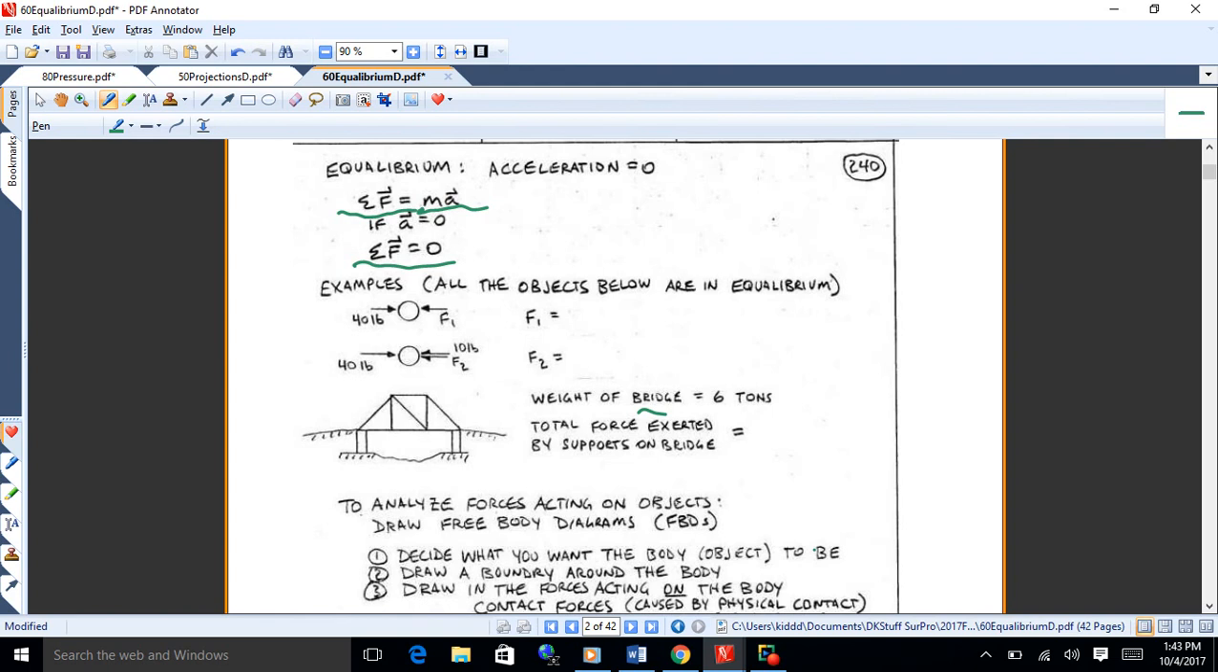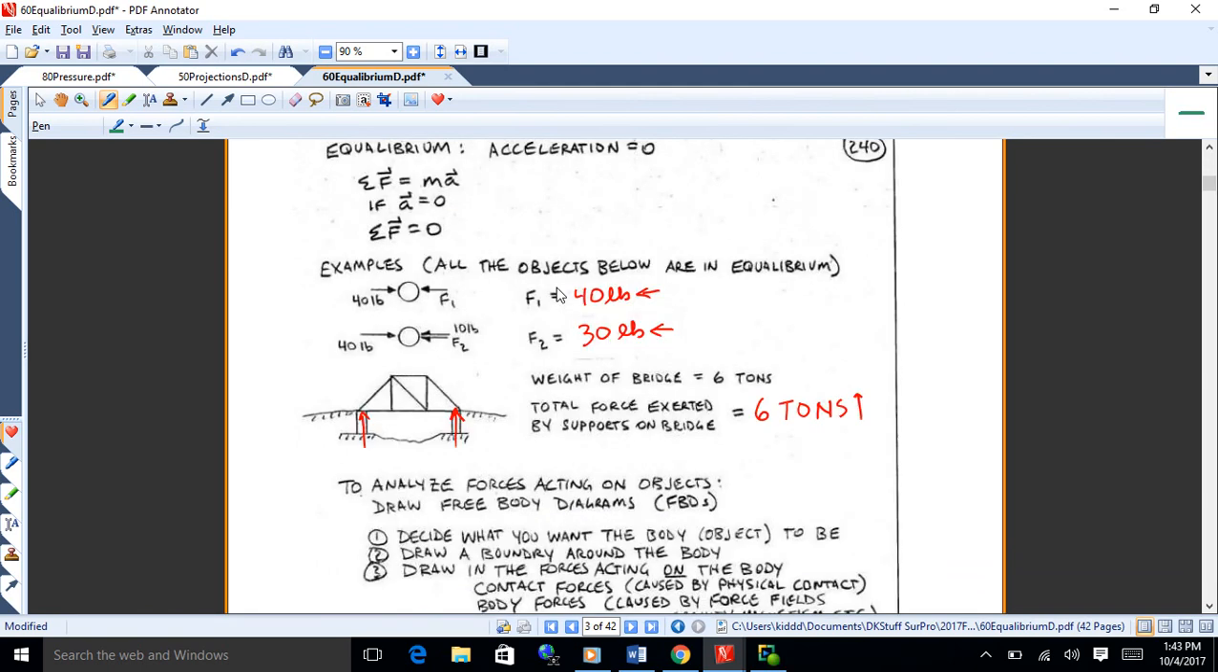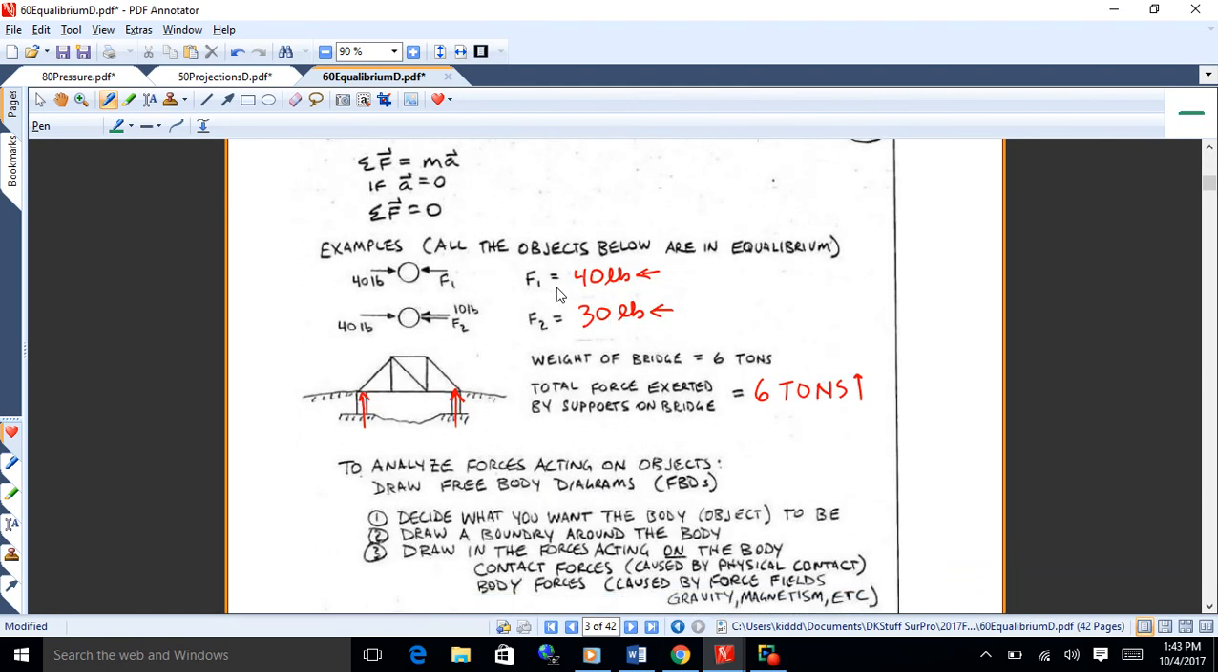So just a couple examples here. The basics of it are pretty straightforward. If all those objects below are in equilibrium, you can solve for unknown forces knowing that. So if I have a ball and I'm pushing on it to the right with 40 pounds, and I know that it's in equilibrium, I can solve for F1. It's 40 pounds going the other direction. If I've got that ball and I've got 40 pounds to the right and 10 pounds to the left, I know F2 would be 30, because 30 plus 10 to the left equals the 40 to the right.